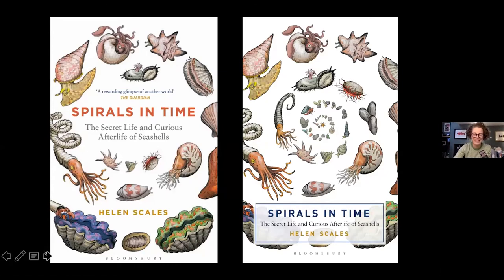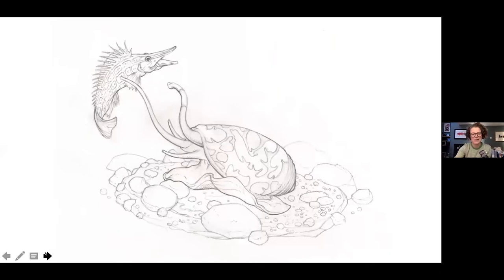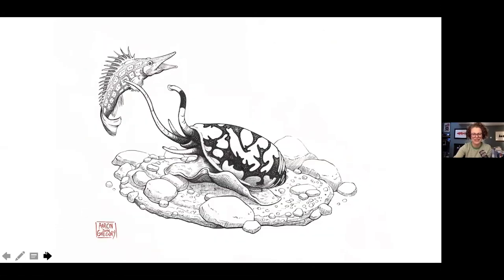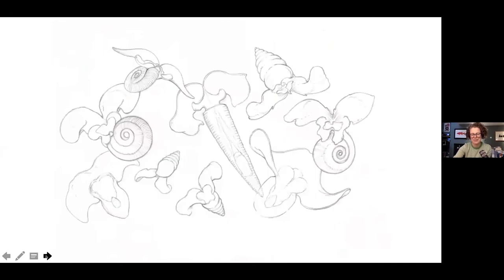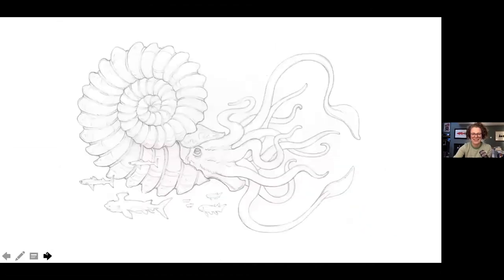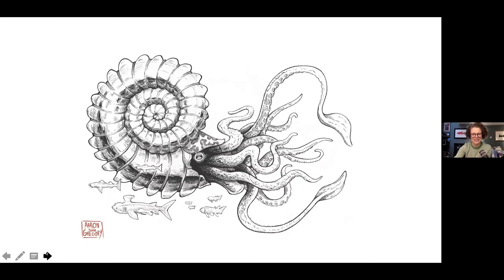This book also has interior illustrations for each chapter, which capture what each chapter is about. There's a chapter about deadly cone snails and how their chemicals are used to make new medicines, and so he drew us that one. A chapter about sea butterflies, these plankton, which are very vulnerable to climate change, and so he drew us those, and a chapter about ancient extinct shells. So there was an ammonite, which is just super cool. So that was Eye of the Spirals in Time.